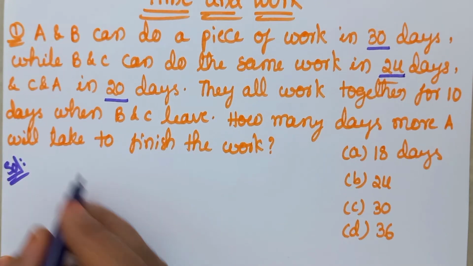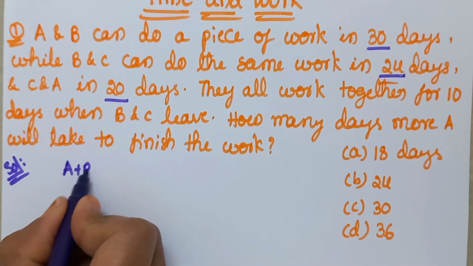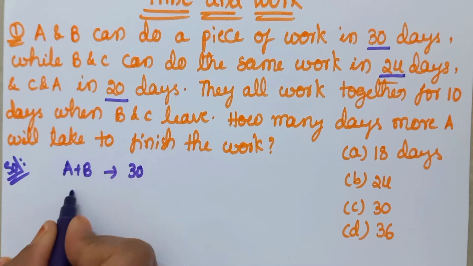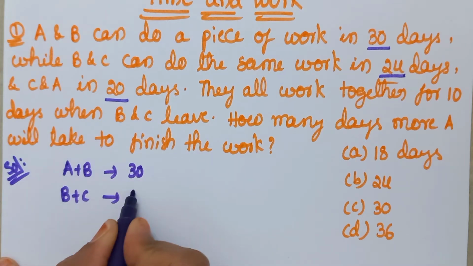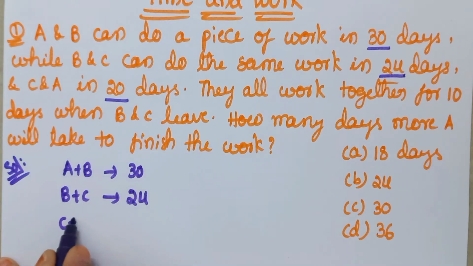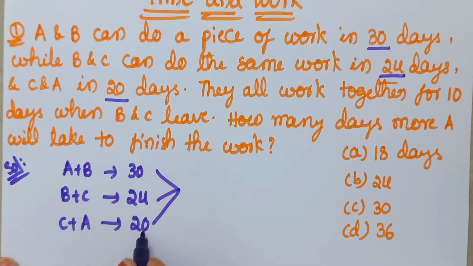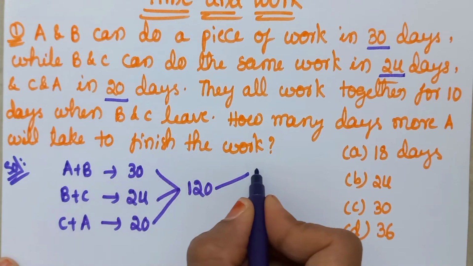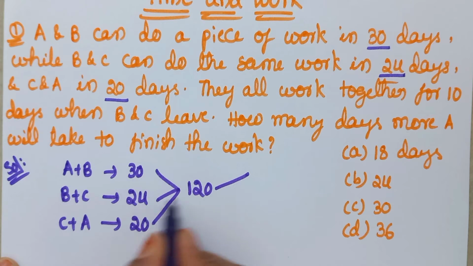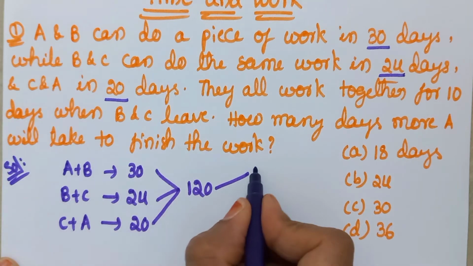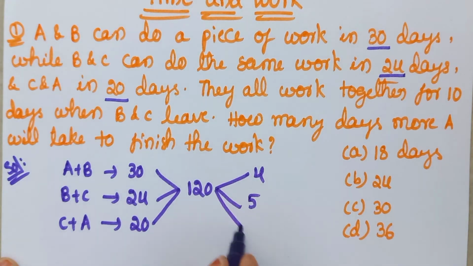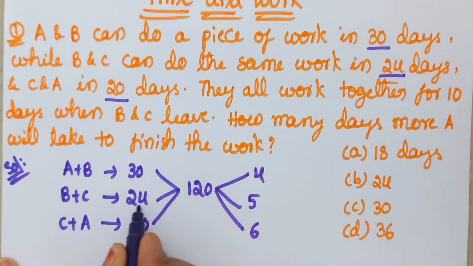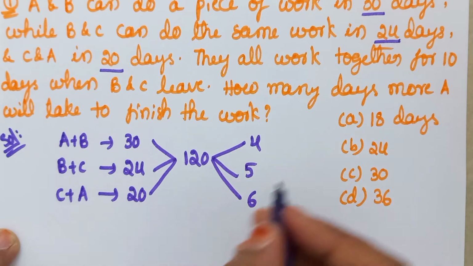So A plus B will do the work in 30 days, and B plus C will do the work in 24 days. Similarly, C plus A can do the work in 20 days. Take the LCM of these three, and it would be 120. Again, to find the 1 day's work, we divide 120 by 30, 24 and 20. So we will get 4, 5 and 6 respectively, because 30 fours are 120, 24 fives are 120 and 20 sixes are 120. We already discussed that in many previous problems.